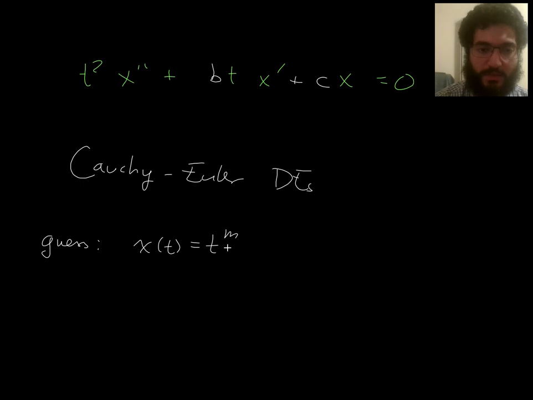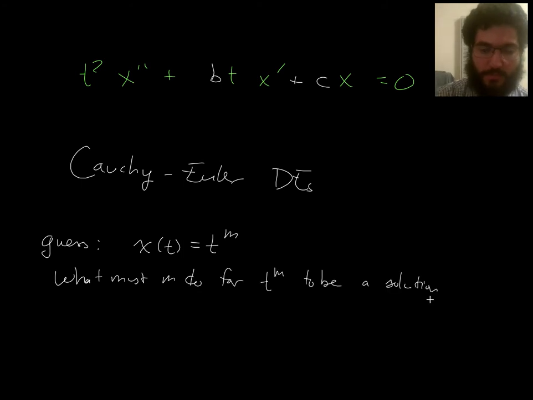All right, so just like with constant coefficients, when you guess e to the lambda t, you put in the guess and then you see what conditions on lambda need to hold for the differential equation to hold, for you to have a solution. Same here, but with m. So I could have called it lambda, but for some reason we're calling it m. Okay, so to put in our guess, the main question is, what must m do for t to the m to be a solution?